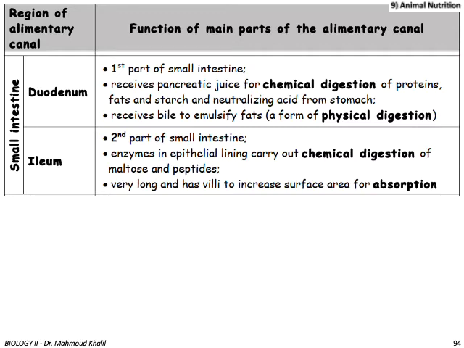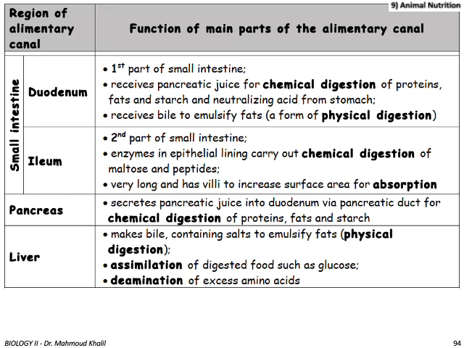Actually, it's converting the fats into smaller chunks of pieces. While in the ileum, the enzymes in the epithelial lining carry out chemical digestion of maltose and peptides. The ileum is very long and has villi to increase the surface area for absorption.